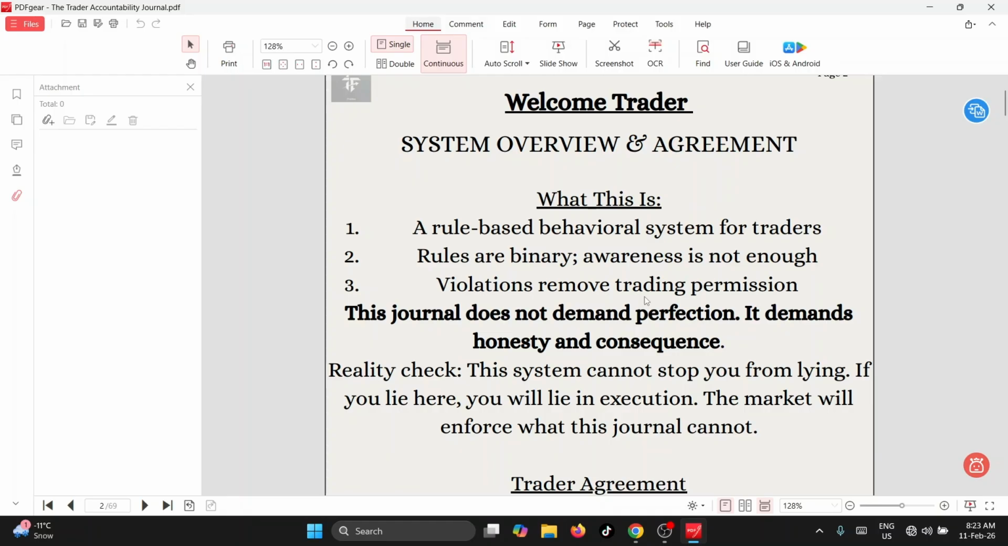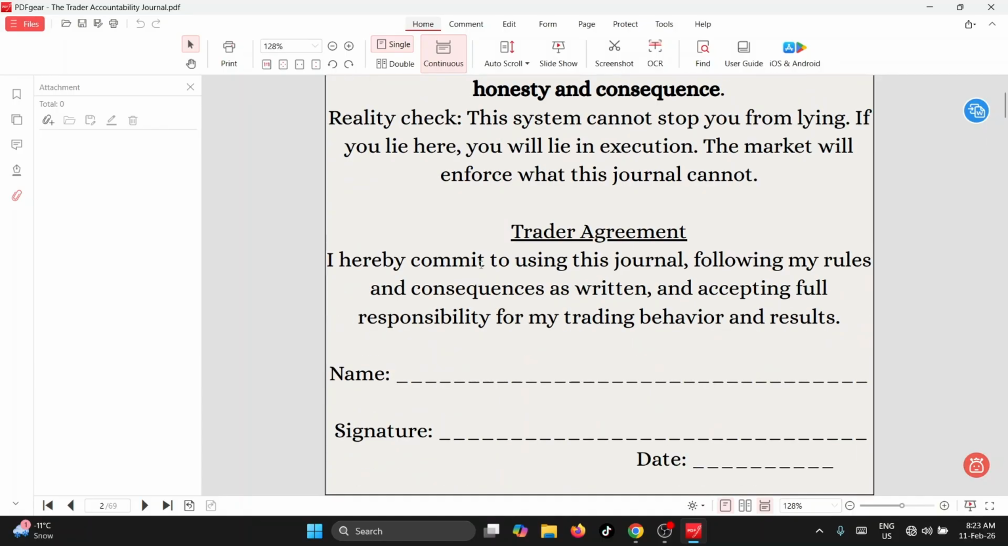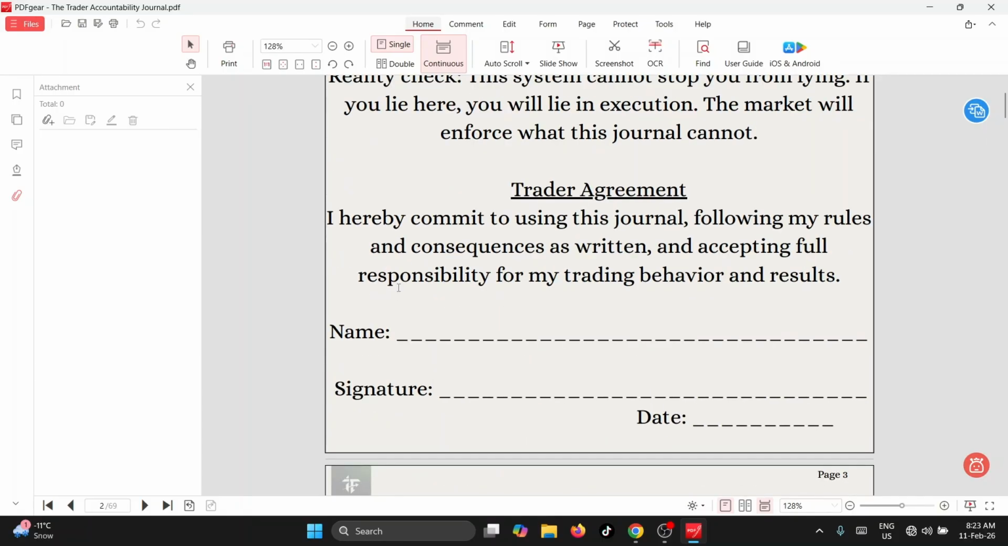Now, to bind that, I want you to make an agreement with yourself here. I want you to write down your name, your signature, and the date that you decided to start using this journal, to seal everything off.